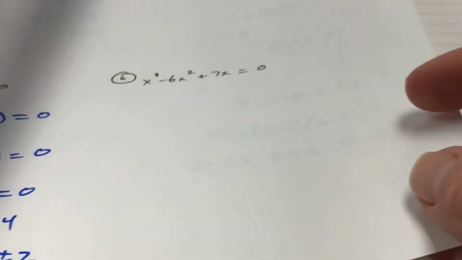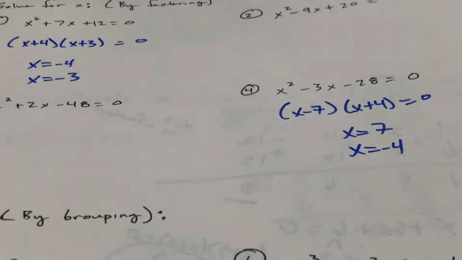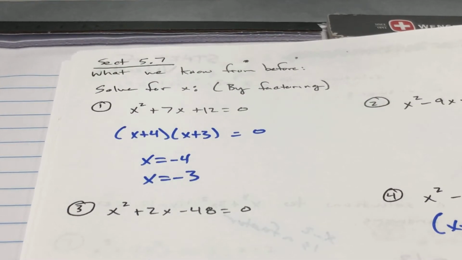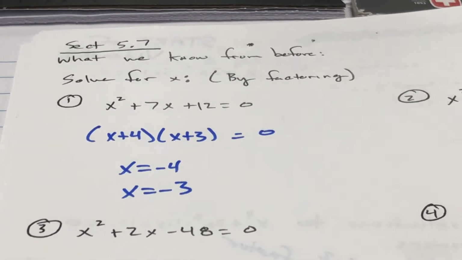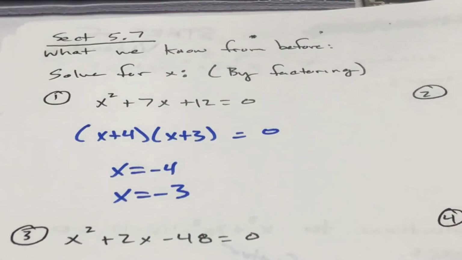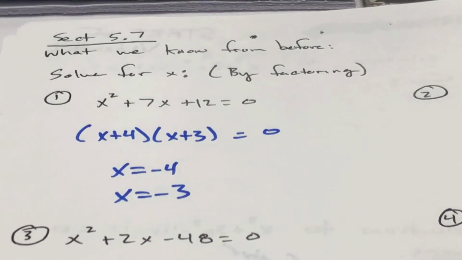All right, this is a pretty big question for us, this upcoming, the second quiz of the chapter. All right, 5-7 here, what we know from before. So these are your 5-7 notes. Section 5.7 corresponds exactly to 5-7 in the textbook that we're sort of using. So this is just a review.